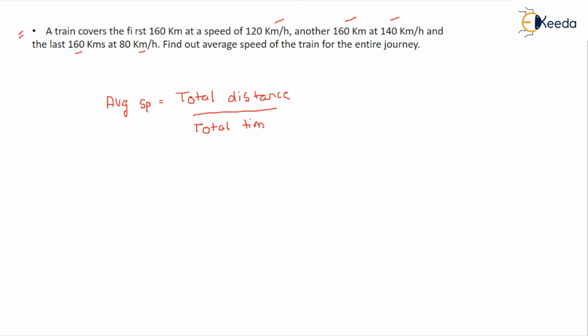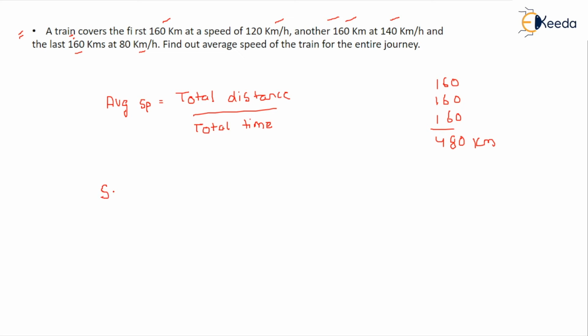So this is the basic definition of average speed. Here the total distance that we are covering is how much? 160 kilometers for the first part, another 160 kilometers for the second, and the last is another 160 kilometers. So in total we are covering 480 kilometers in the entire journey. Now we have to find out the total time as well.